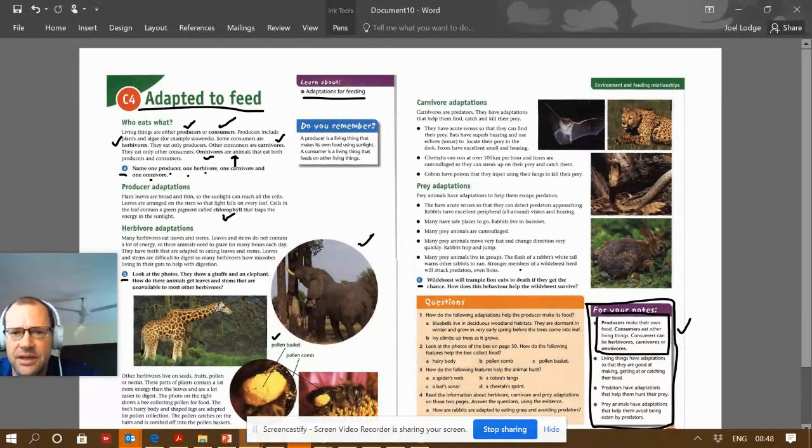Okay. So the answer is going to be prey adaptations. What's the adaptation here that helps the wildebeest survive? What do they do? Okay, so we've got 1, 2, 3, 4, 5 keywords, and we've got 1, 2, 3 questions to answer. That should be in your notes.